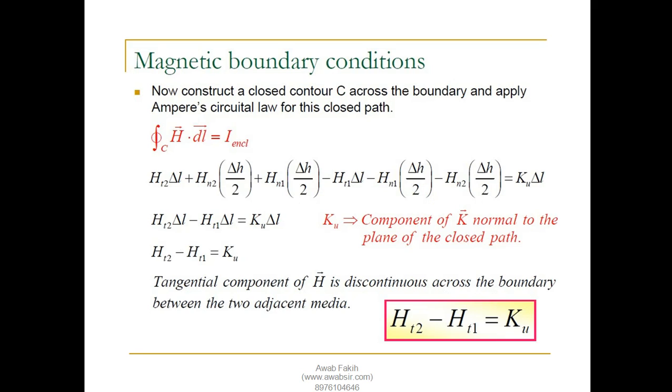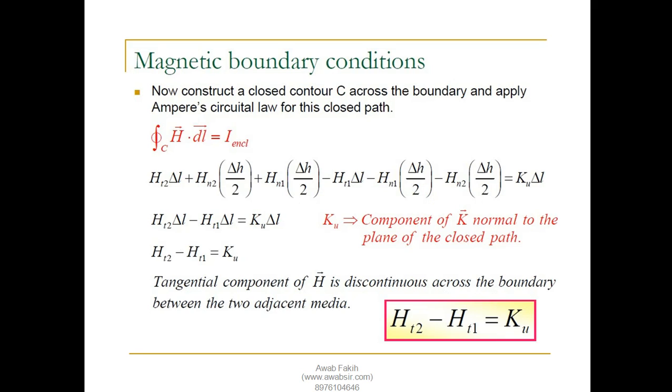So what we will get here is that the closed integral of H dot dl is equal to the total current enclosed by the surface. Now if you describe this with a mathematical condition, the tangential magnetic field strength Ht2 into del L plus Hn2 into del H by 2 plus Hn1 into del H by 2 minus Ht1 del L minus Hn1 del H by 2. That we have already described earlier, so we don't need to elaborate the explanation here.